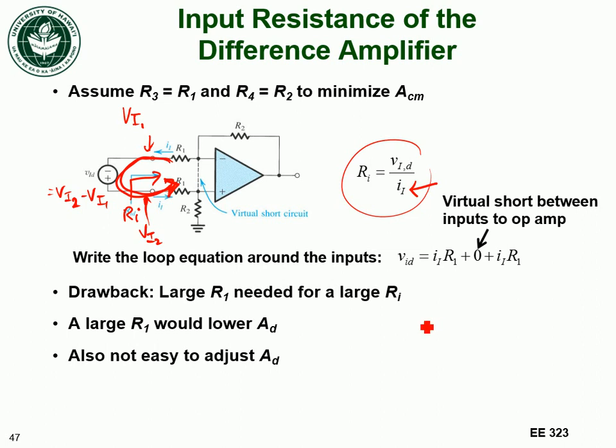But our differential gain term was R2 over R1. So it's a similar kind of problem as I have with the inverting op-amp. If I make R1 large in order to get a high input resistance, my gain is going to decrease because I'm making the denominator of my differential gain larger. So there are some trade-offs with this particular difference amplifier.